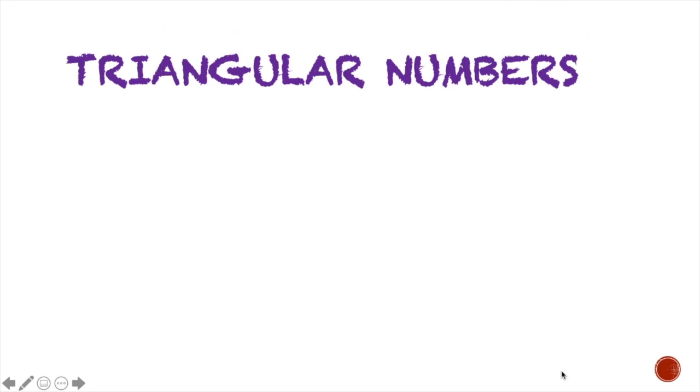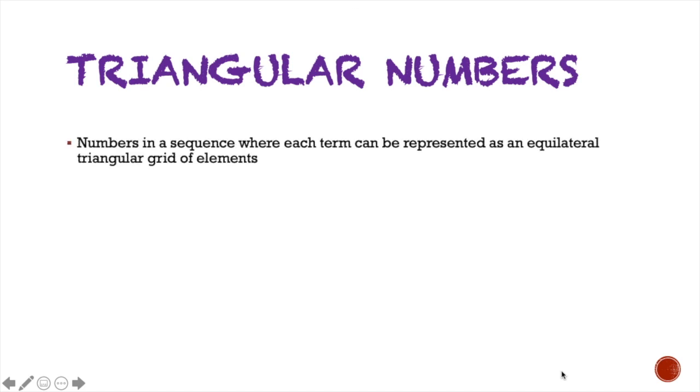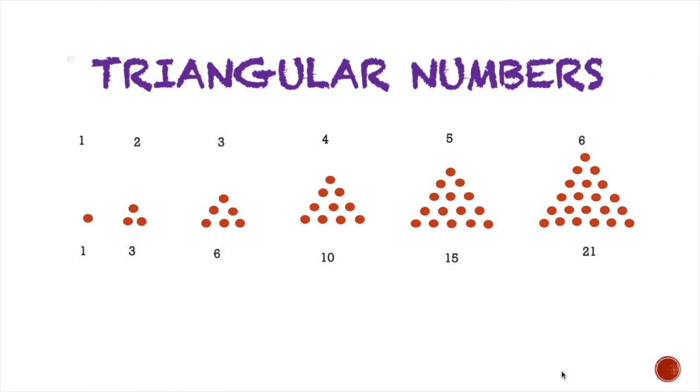Another type of number I'd like to discuss is what we call triangular numbers. Now, a triangular number is a number in a sequence where each number in the sequence can be represented in the form of an equilateral triangular grid of elements. Now, what do I mean by that?